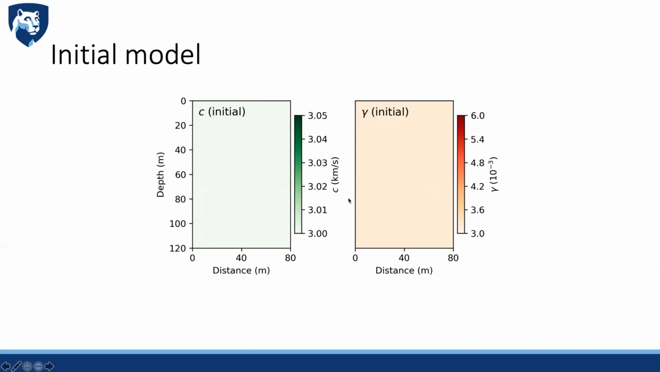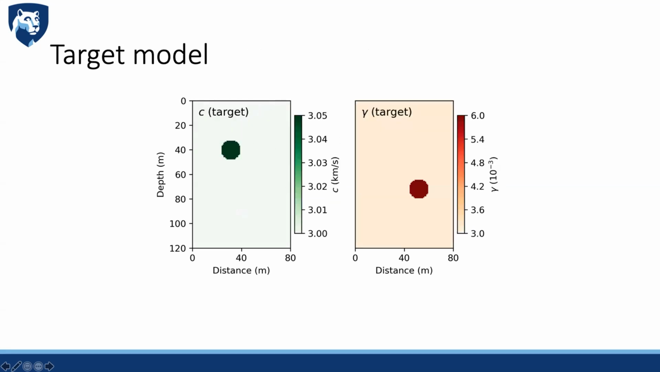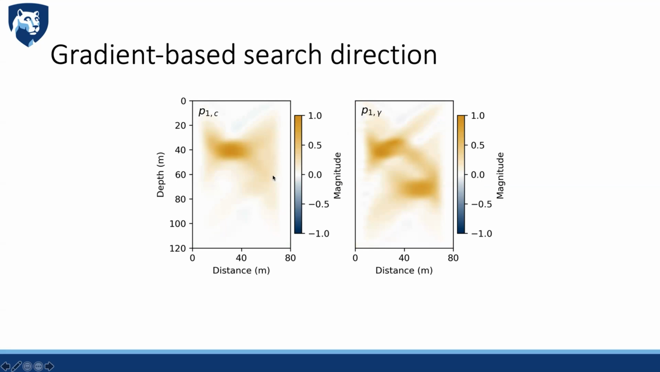And we start from homogeneous initial models without these anomalies, and we can compute the steepest direction, P1, namely the negative gradient, as in the math example. And this is what we got. The left-hand side is the velocity direction, and the right is attenuation. Let's compare to the target model. So this is the target model, this is the P1 direction.